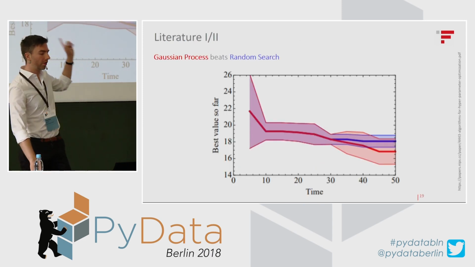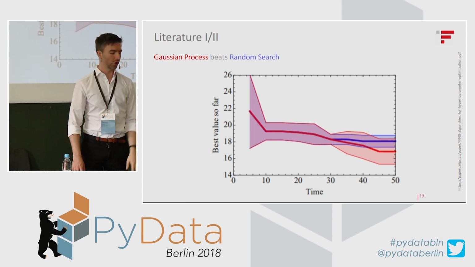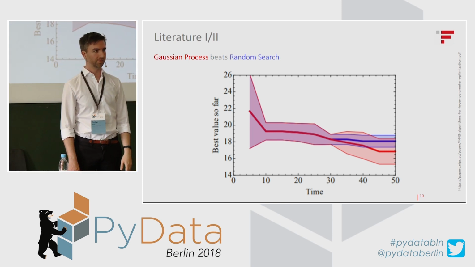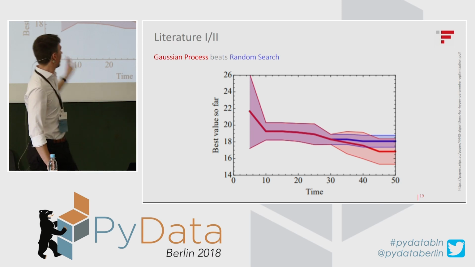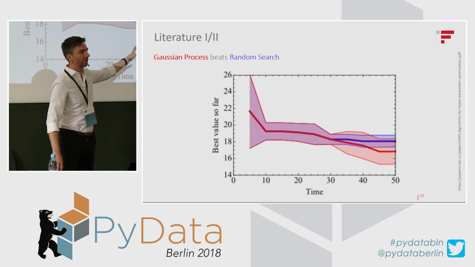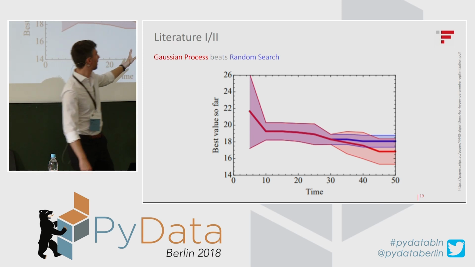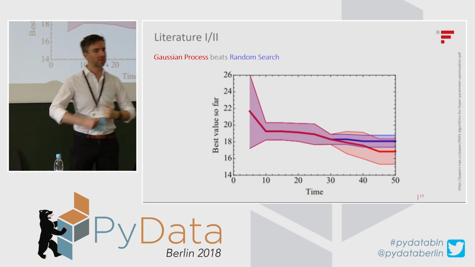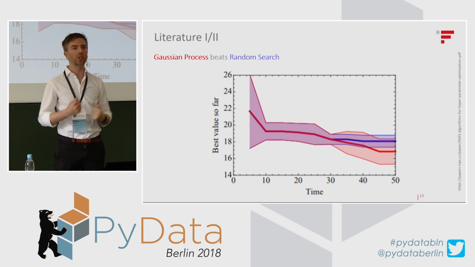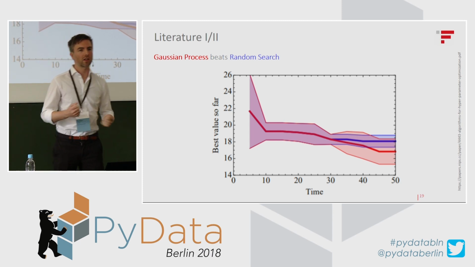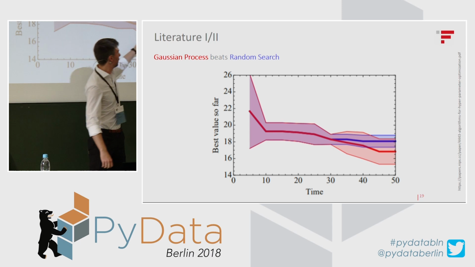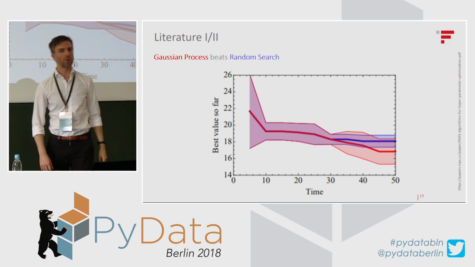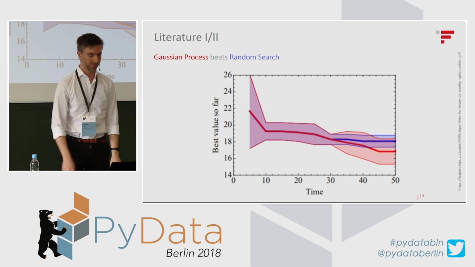And there's one example where the Gaussian process was shown to beat random search. So how did this happen? In the beginning, they were not very different. But at some point, I think that's the point in time where the Gaussian process has enough information, where it can start to make good guesses, understands the hyperparameter space well enough, becomes better than the random search that just goes on randomly.